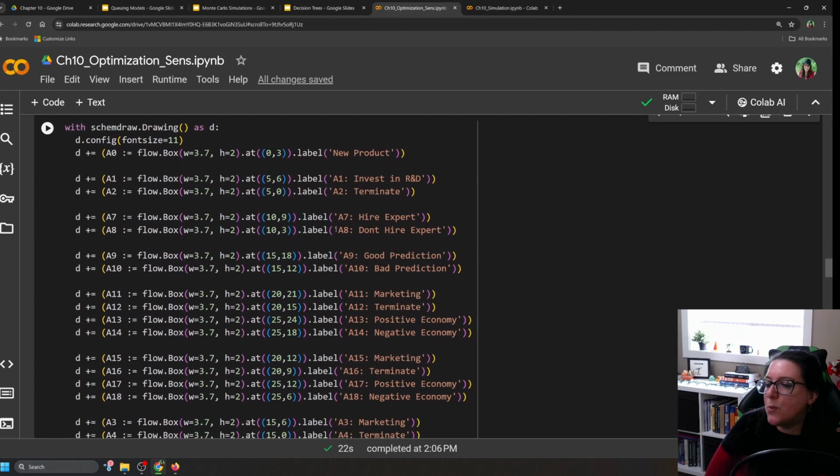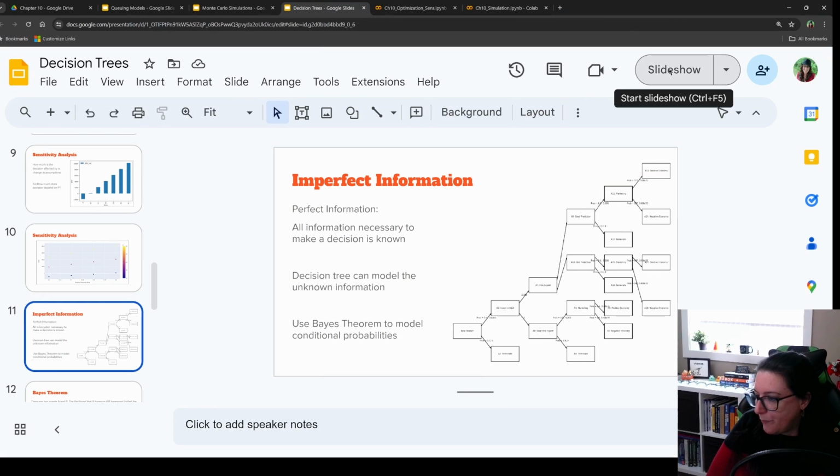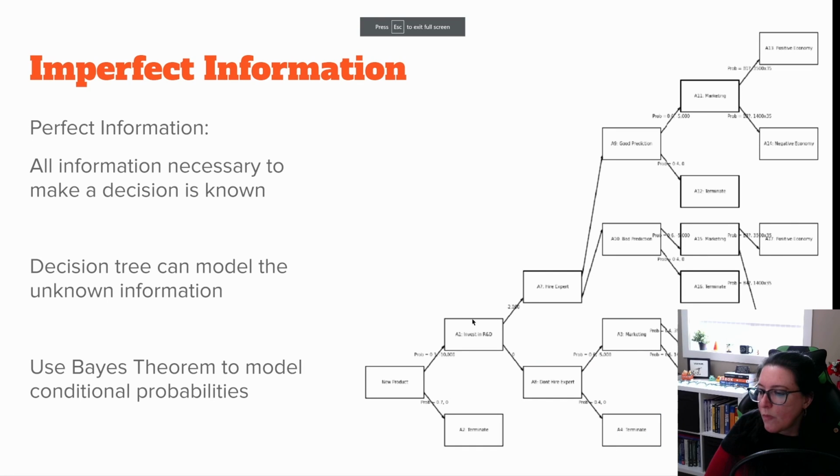So what we're going to do is we're going to have our new product, and we're either going to invest in research and development or terminate the project. We're also going to look at, if we invest in R&D, we are going to hire an expert. I'm going to make it bigger here. All right, after we invest in R&D, instead of just immediately terminating the project or going on to market it, we're going to decide, should we hire an expert or should we not hire an expert? If we don't hire the expert, then we have the old decision, terminate the project or market it.